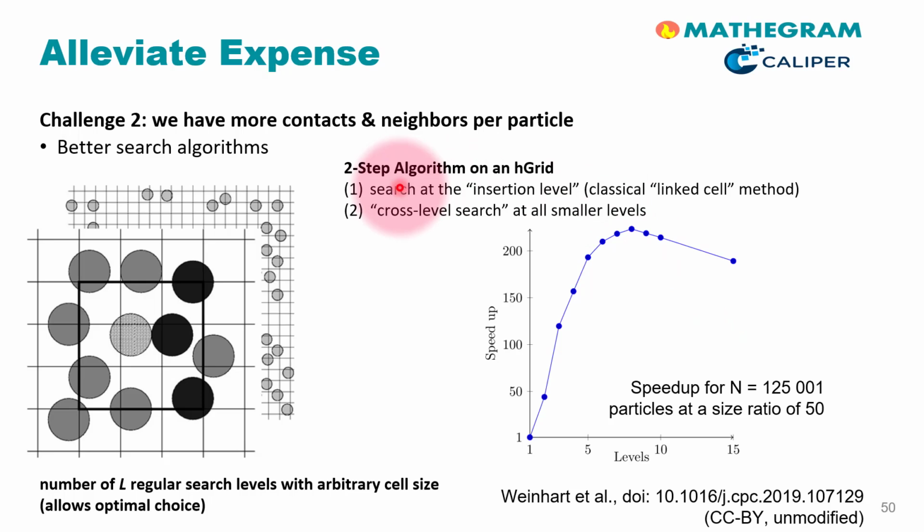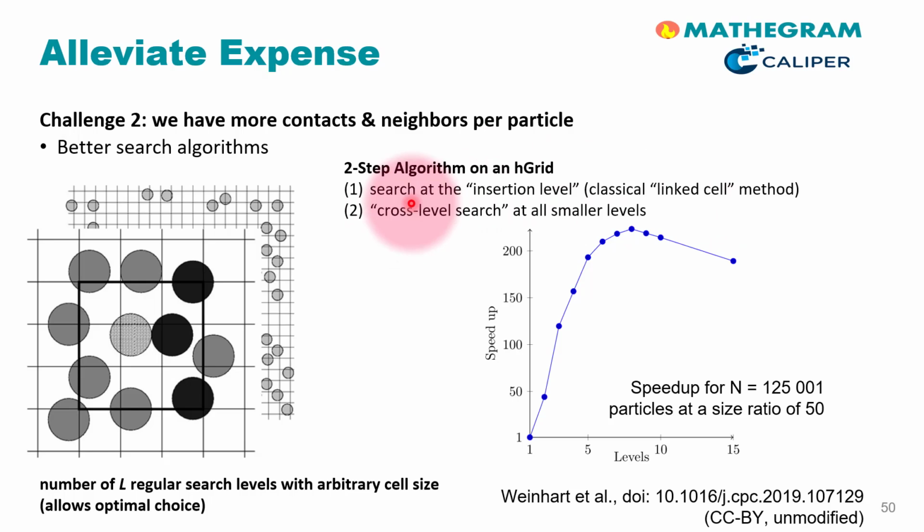First, a search at the insertion level is performed. Thus, the grid level which is closest to the size of the particle we were considering is used for the searching of neighbors. This search uses the classical method for neighbor detection, which is called the linked cell method. Second, a cross-level search at a smaller level of the H grid is performed.